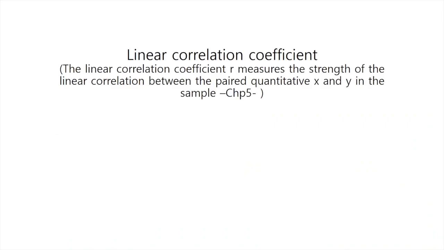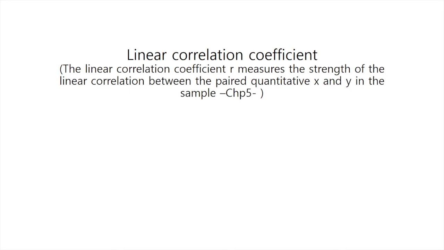To measure correlation, we have to use something called the linear correlation coefficient. The linear correlation coefficient, r, measures the strength of the linear correlation between the paired quantitative x and y in the sample. These are also the words from the Chapter 5 notes that Mr. Mosh gave us.